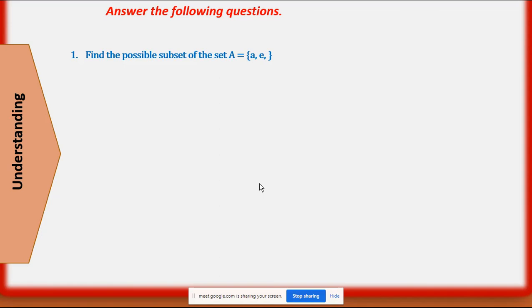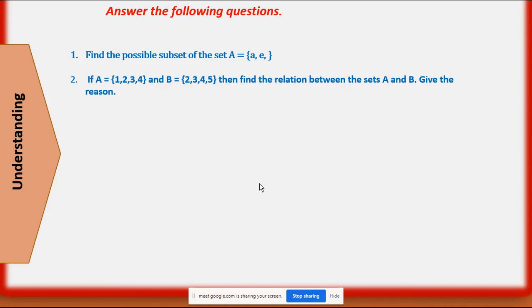Stop answering the previous slide. Now move to this. Find the possible subsets of set A. Please write down the question. Second question: sets A and B. Find the relation between sets A and B. Give the reason as well. Thank you for giving the answers of previous questions. Please move ahead. Go to the next question.